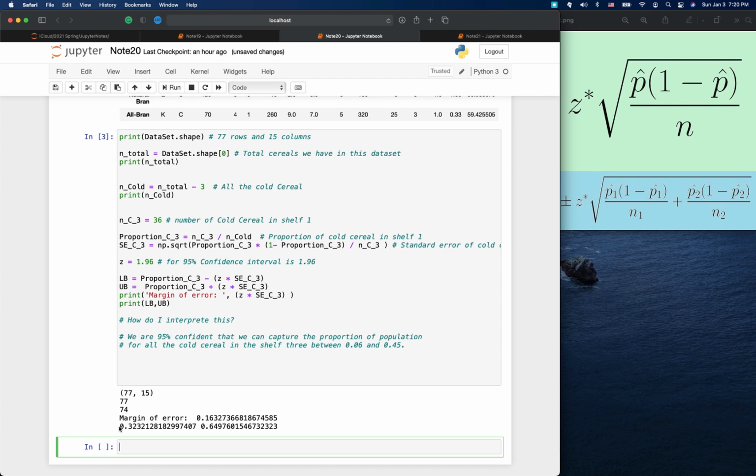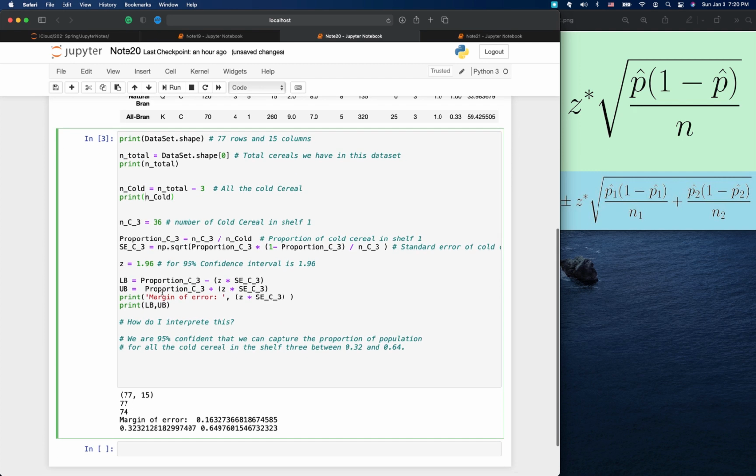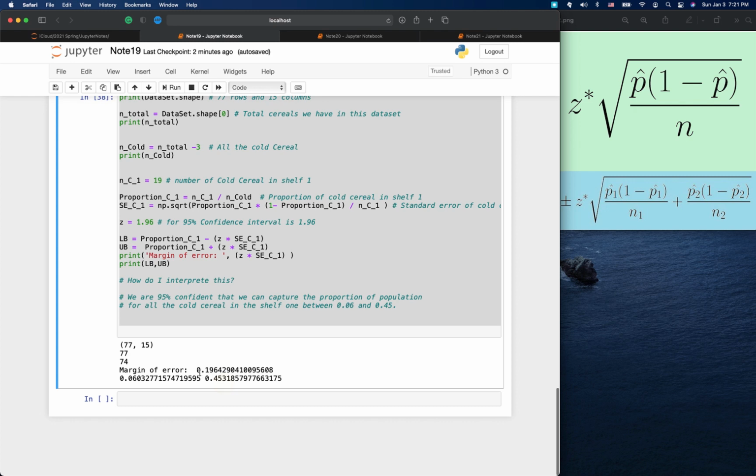Okay, so now the proportion for cold cereal in shelf 3 is from 32% to 64%, right? Okay, so this is the margin of error for the cereals that are cold cereal in shelf 3, and this is the margin of error for all the cold cereal in shelf 1.